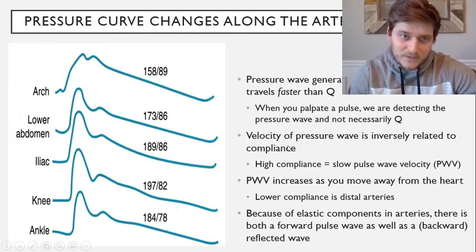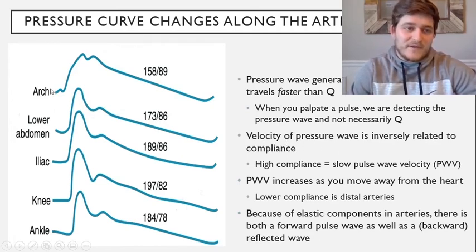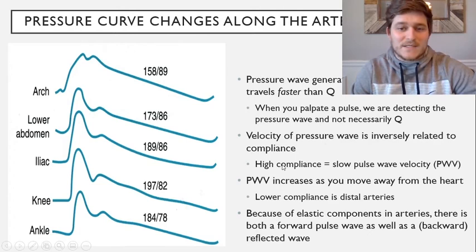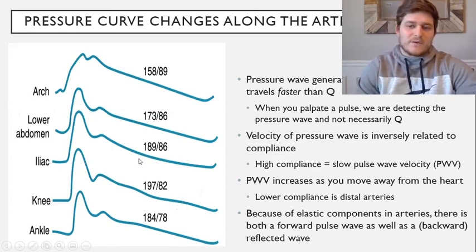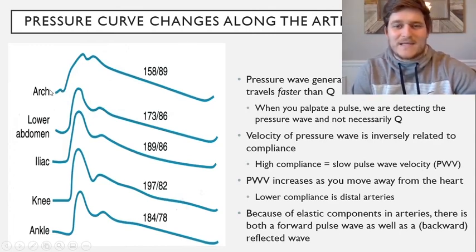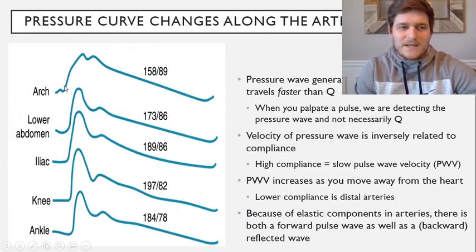And so when we look at these pressure waves, the velocity of that pressure wave, right? That's the total amount over time. So we have to pretend like this is a graph here with both x-axes and y-axes, and time would be down here at the bottom. So that velocity of the pressure wave is inversely related to compliance, meaning that if you have a higher compliance, there is a slower pulse wave velocity, or PWV, which is formed. And so if we then compare the different areas of the body, we could see that that velocity is the slowest here right in the aorta.